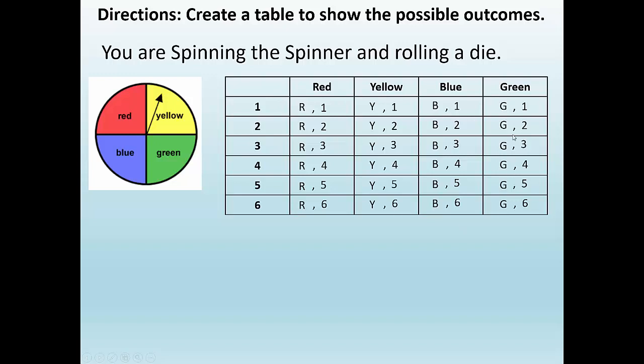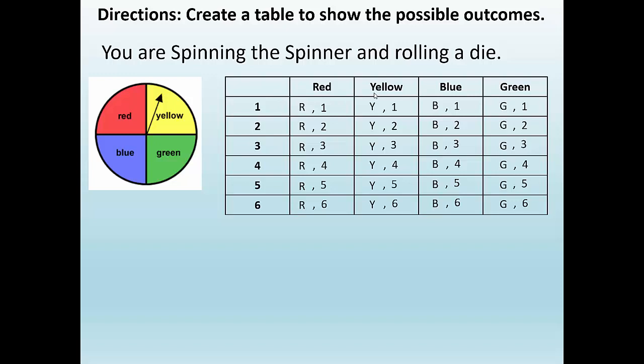Now, the nice thing about a chart like this is not only does it present our information nice and neatly, but we could start to answer questions about probability. I could say, what is the probability of spinning a yellow? And we would look and say, oh, 6 out of my 24 outcomes ended up in yellow. 6 over 24 reduces then to 1 out of 4.